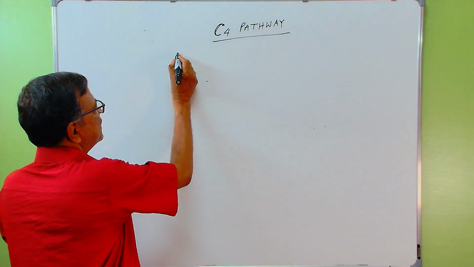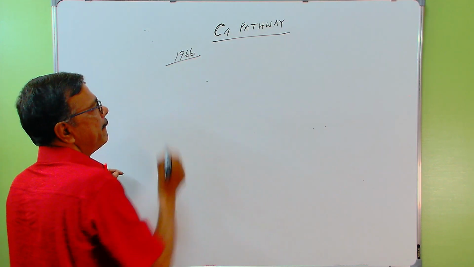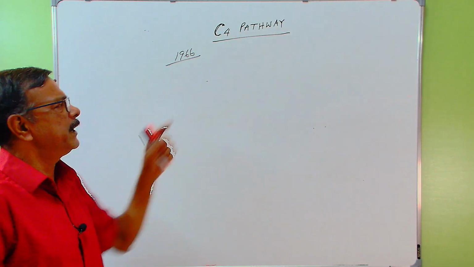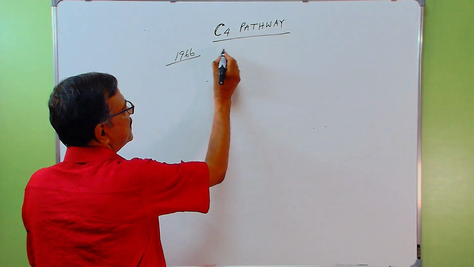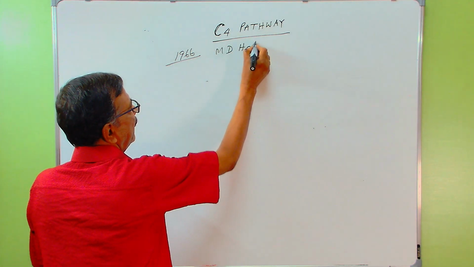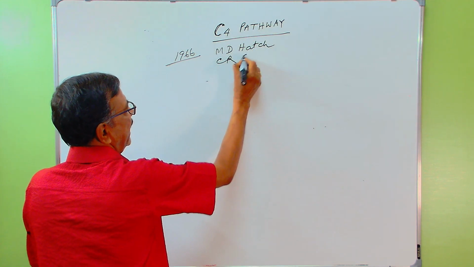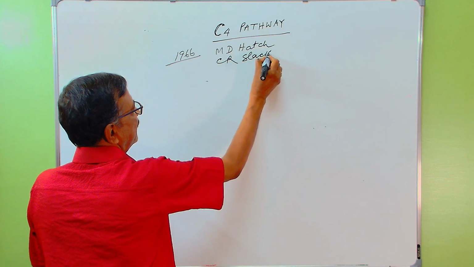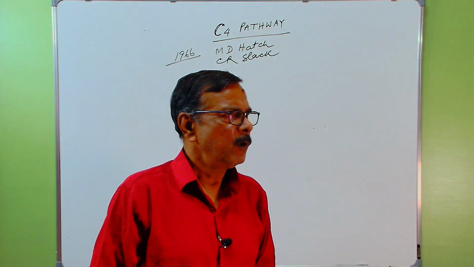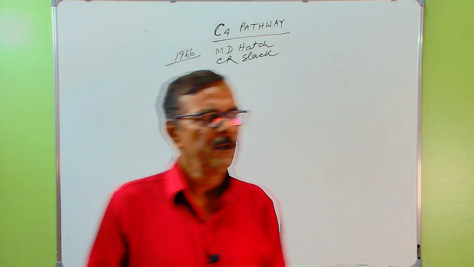In 1966, this was found, known as the Hatch-Slack pathway. Why? Because M.D. Hatch and C.R. Slack, these are the two scientists, were working on photosynthesis in the sugarcane plant.